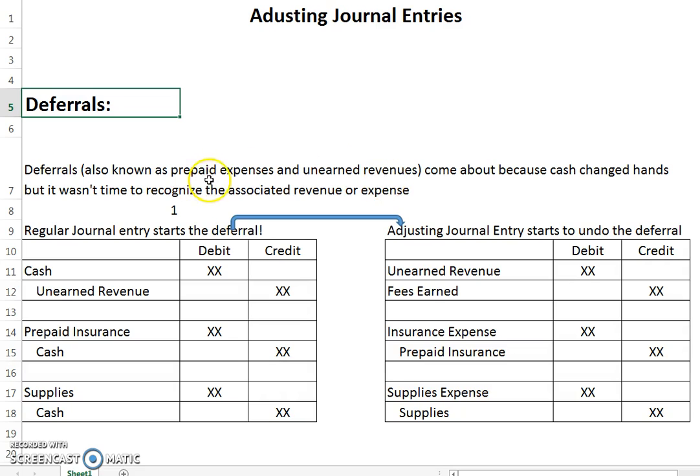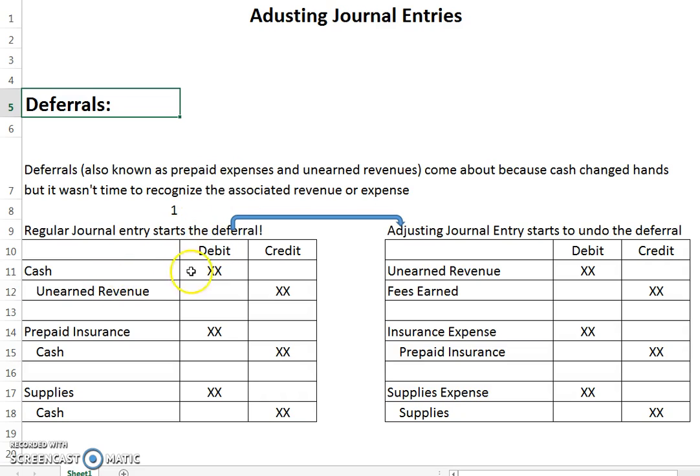In other words, you're holding off and not putting it into an expense until you've used it up, or you're holding off and not calling it a revenue until you've earned it. So they're called deferrals. And they come about because cash changed hands. That means we received the cash or we paid the cash, but it wasn't time to recognize the associated revenue or expense. So in a deferral, the very first entry that happens is not your adjusting journal entry because it involves cash. It is what starts the deferral.